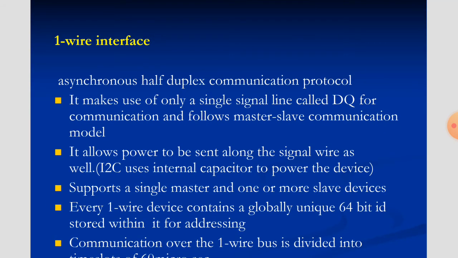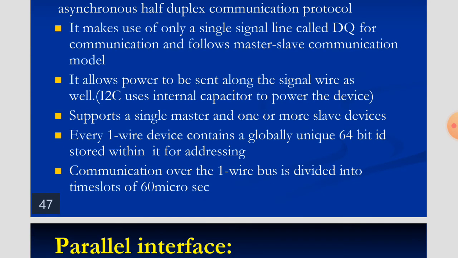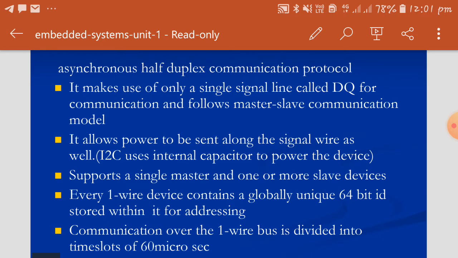One wire interface is again an asynchronous, half-duplex communication. It makes use of a single line called DQ for communication and follows the master-slave communication model like I2C. Here it allows power to be sent along the signal wire as well. So you can send the data as well as power by using a single line. That's why it is the one wire interface.